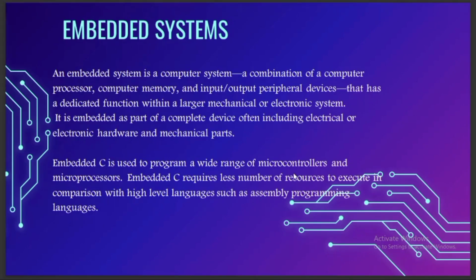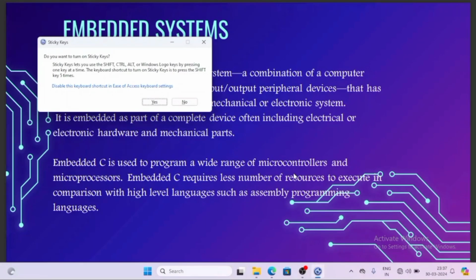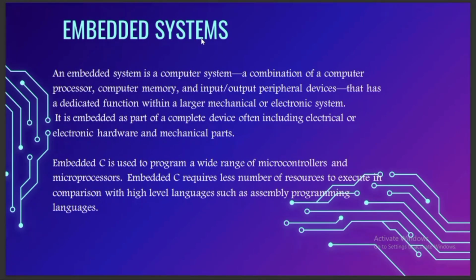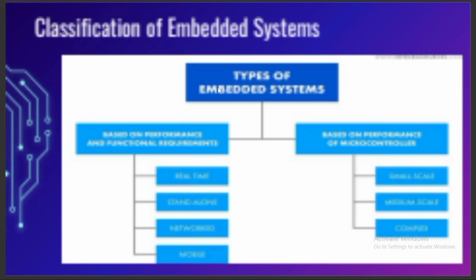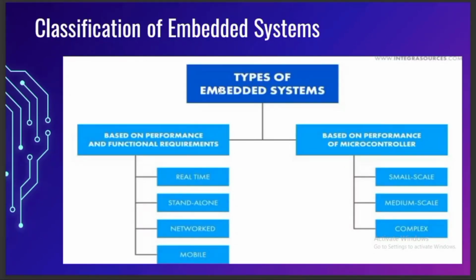In embedded systems, we also have embedded C. Embedded C is used to perform a wide range of tasks on microcontrollers and microprocessors. Embedded C requires a large number of resources to execute in comparison with high-level languages such as assembly programming languages. This is the description of the embedded system. So going into the next one, that is classification of embedded systems.